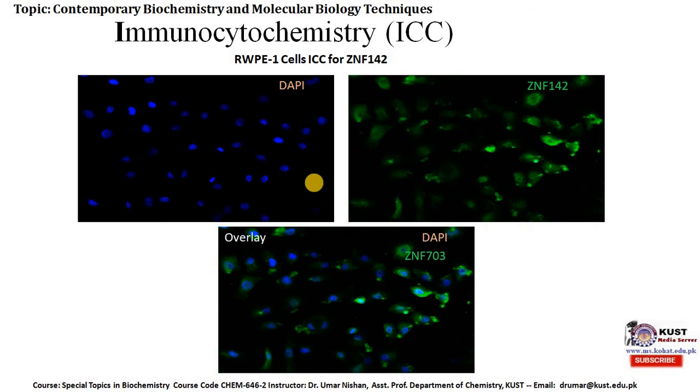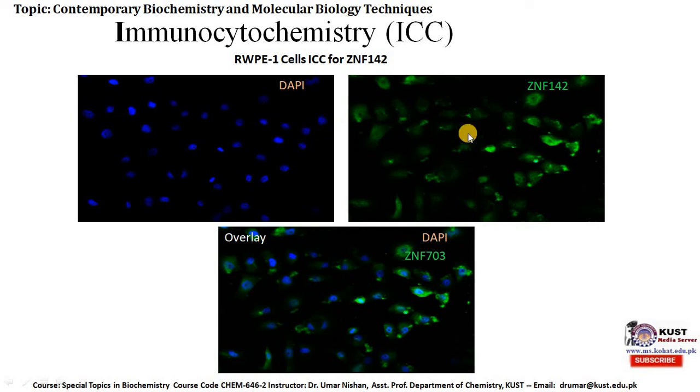Now finally, I would like to tell you about immunocytochemistry. This is an example of RWPE1 cells for the ZNF142 transcription factor. The RWPE1 cells were grown. The blue color is showing the DAPI staining, the staining which stains the nucleus.